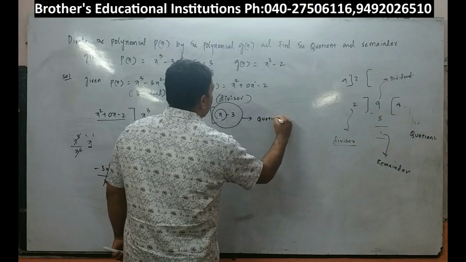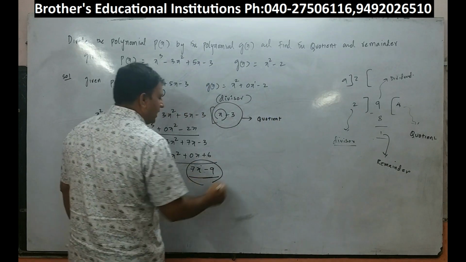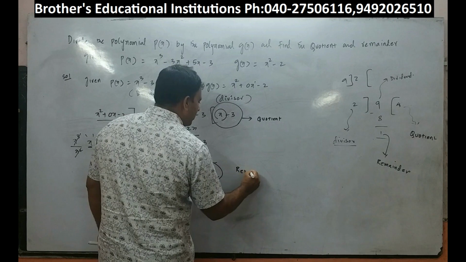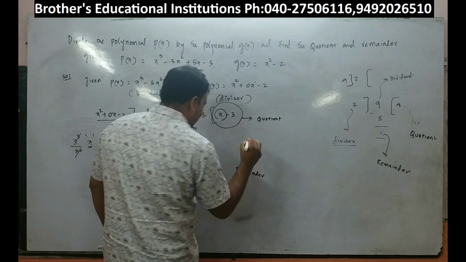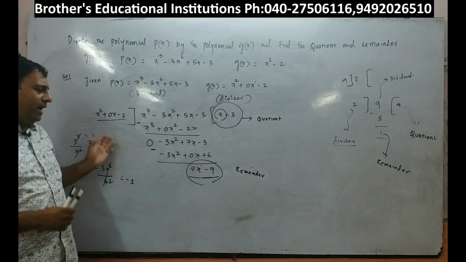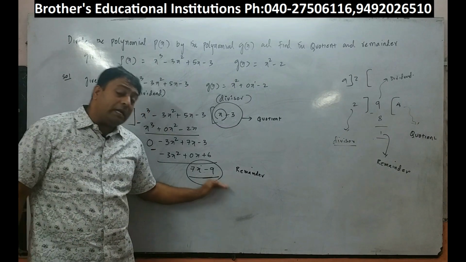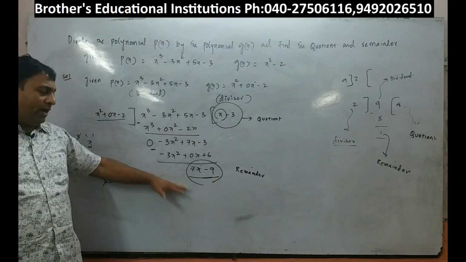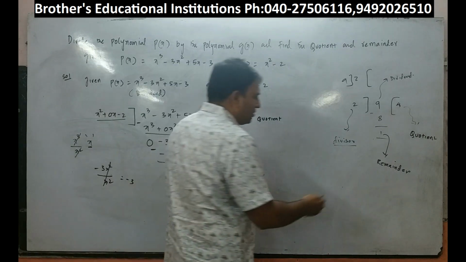What is it called as? Quotient. And you will write this as what? Remainder. Remember, whenever you divide, if you get remainder as 0, what happens? Let us try to take an example.